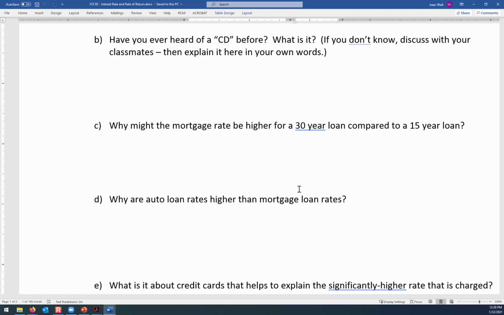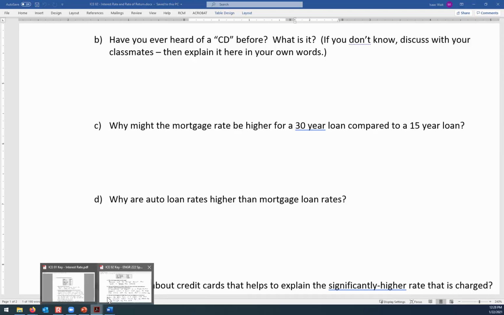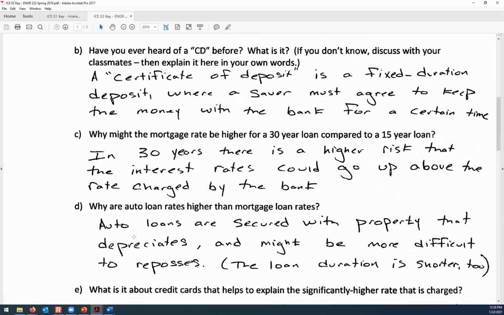If your insurance is only covering $10,000 worth of value, but you still owe $15,000 on a car that you've bought, then the bank may be worried you're not able to pay off the full amount even when the insurance pays out the value of the car, because the insurance is only going to pay you enough to replace the vehicle. They're not going to pay necessarily the full amount that you still owe to the bank. So auto loans are secured with property that depreciates and might make it more difficult to repossess.